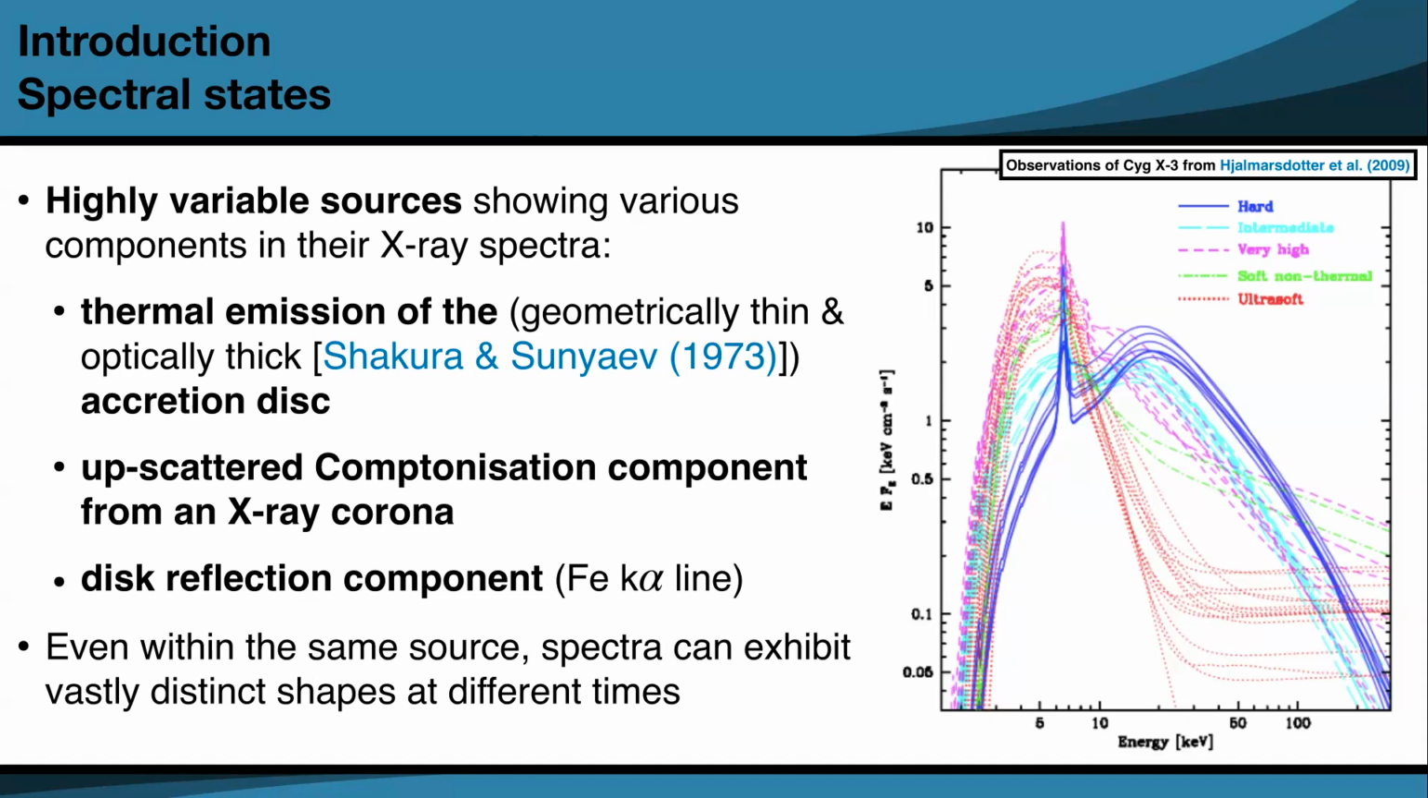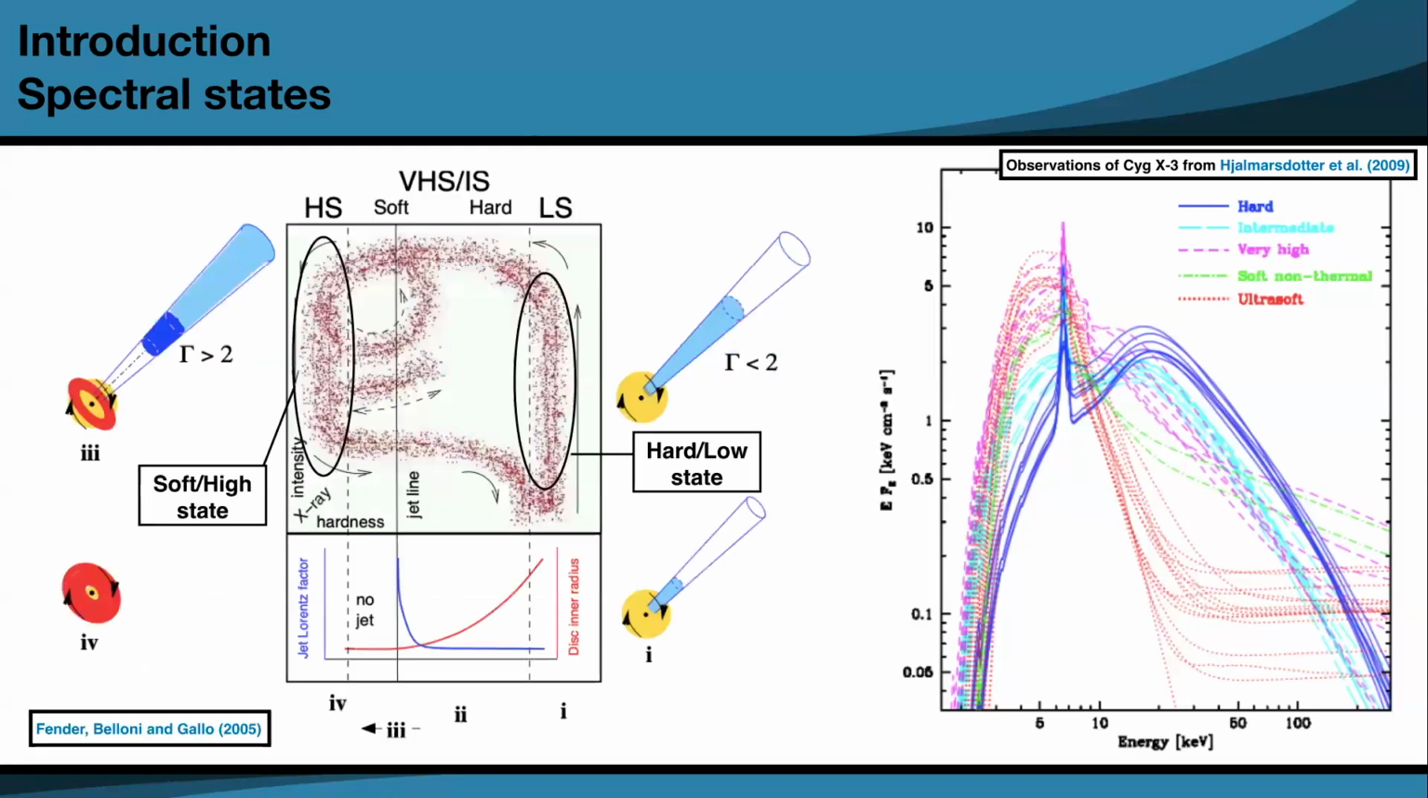These sources, as I said, are highly variable, and in fact, observing two different sources, but even the same source at different times, we can observe very different spectra. And a model to actually unify all the different behaviors of these sources has been proposed almost 20 years ago, actually.